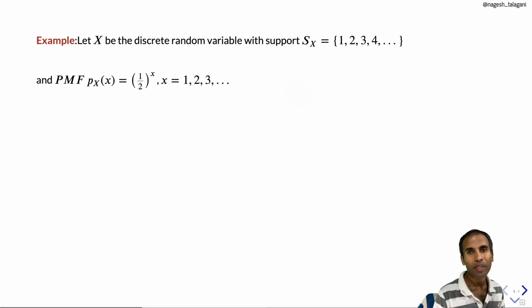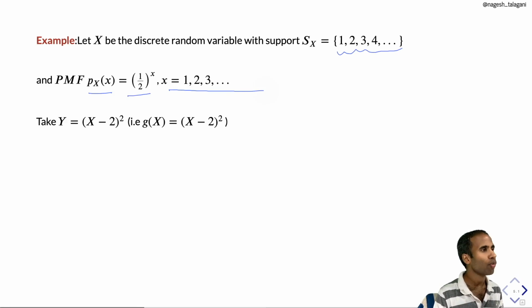Example: let x be a discrete random variable whose support Sx consists of the numbers 1, 2, 3, 4, and so on, and the PMF Px of x equal to 1 by 2 to the power of x for x equal to 1, 2, 3, and so on. Now let us take the transformation y equal to x minus 2 whole square. That is, g of x is what here? X minus 2 whole square, which is not going to be 1-1, because under this mapping 1 and 3 both go to 1.